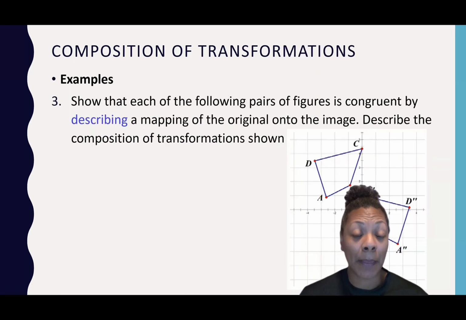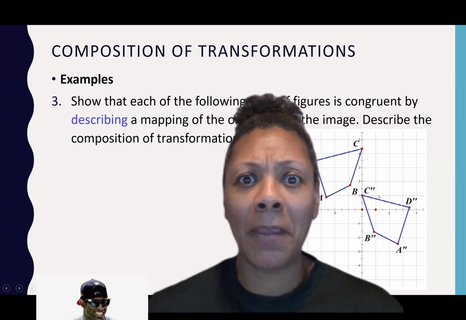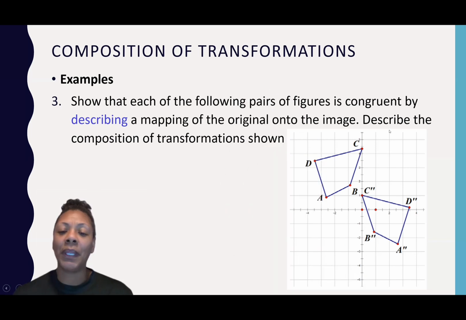And then for example 3, we're asked to show that each of the following pairs of figures are congruent by describing a mapping of the original, which is our pre-image, on top of the image. But if I'm looking at this, I see that my pre-image does not have any prime symbols, but this one has a double prime. What happened to my prime? That's what we have to find out. So we're going to describe the composition of transformations shown.